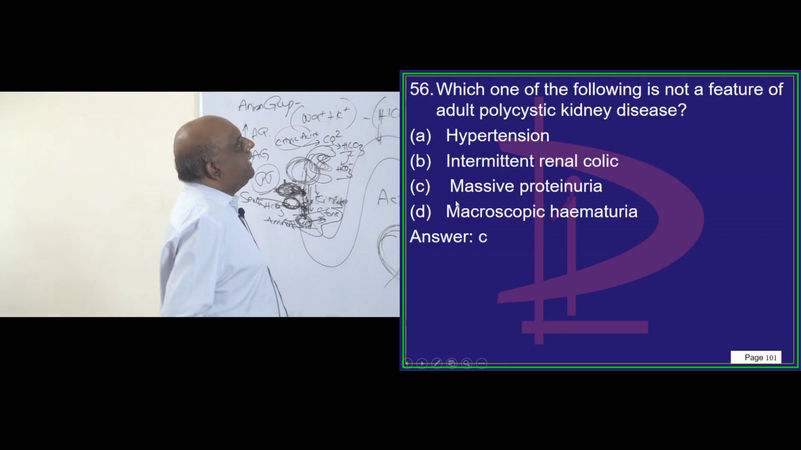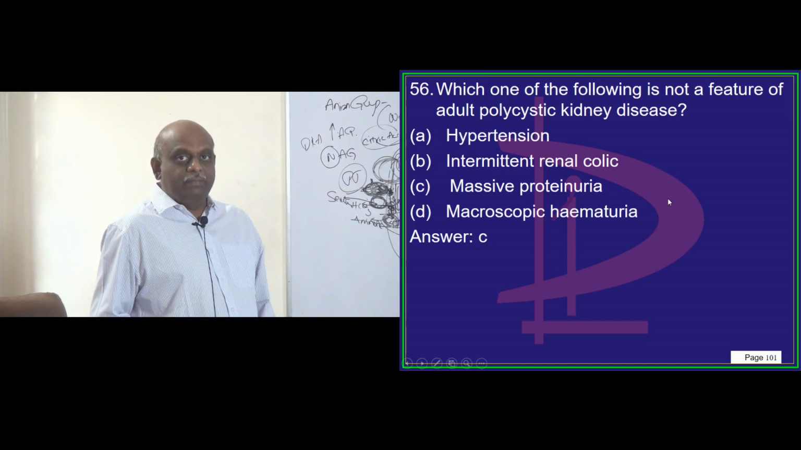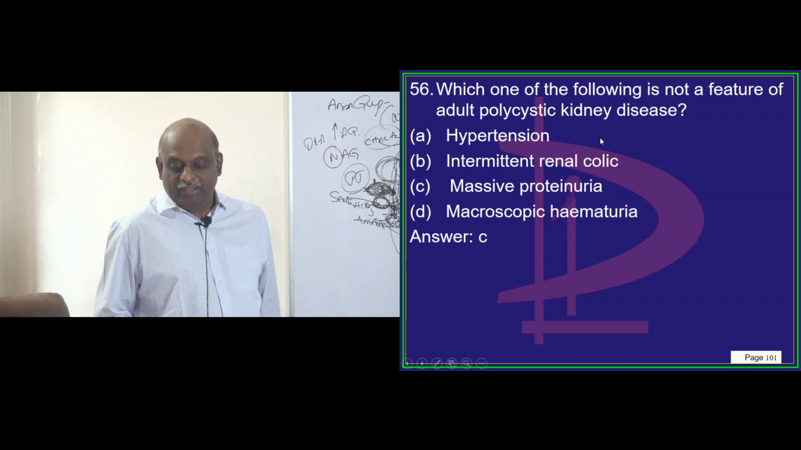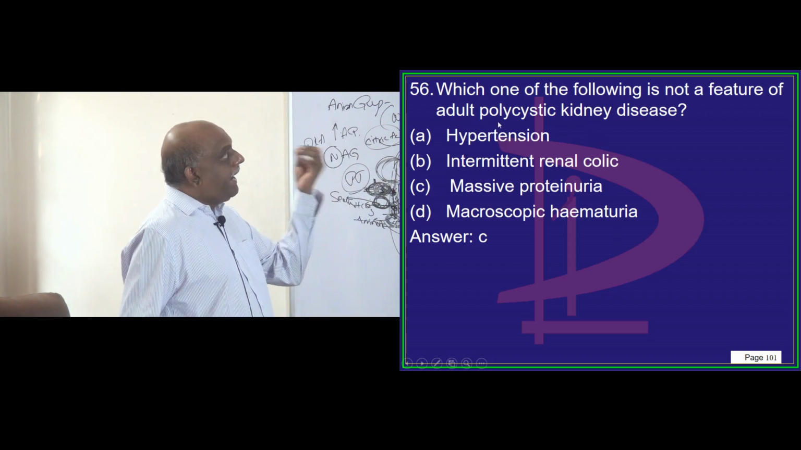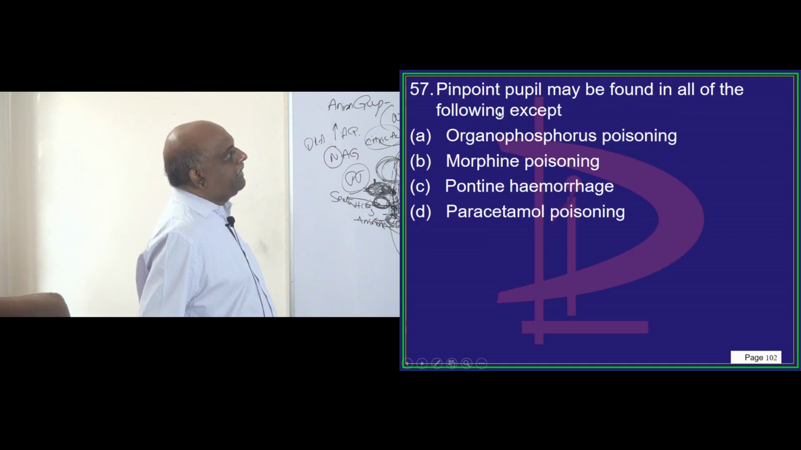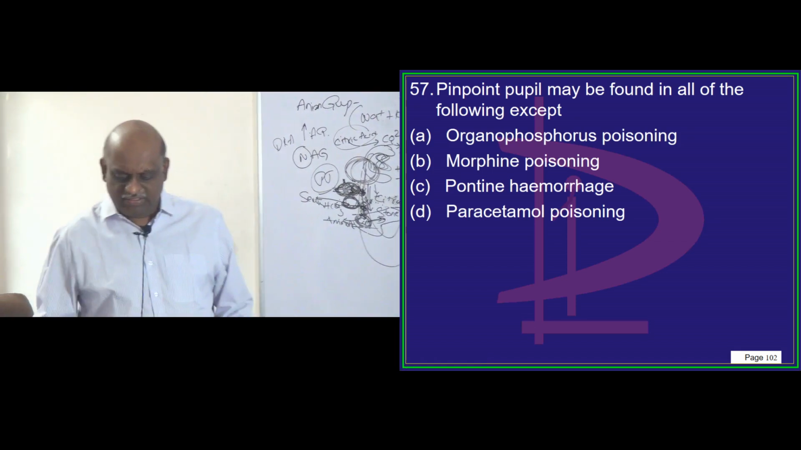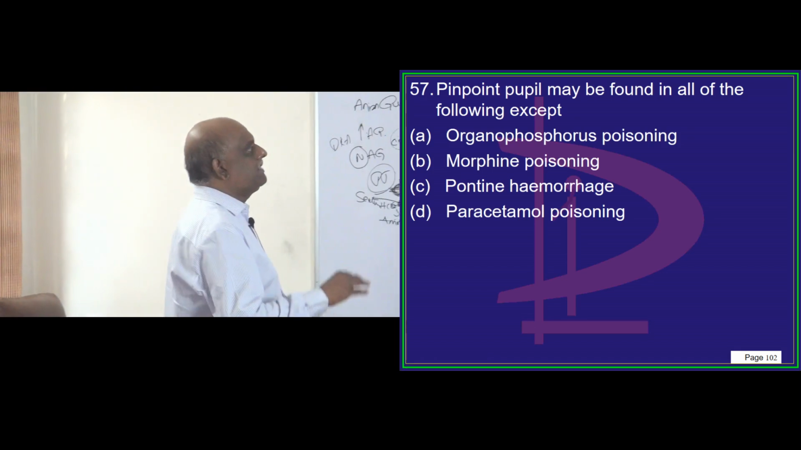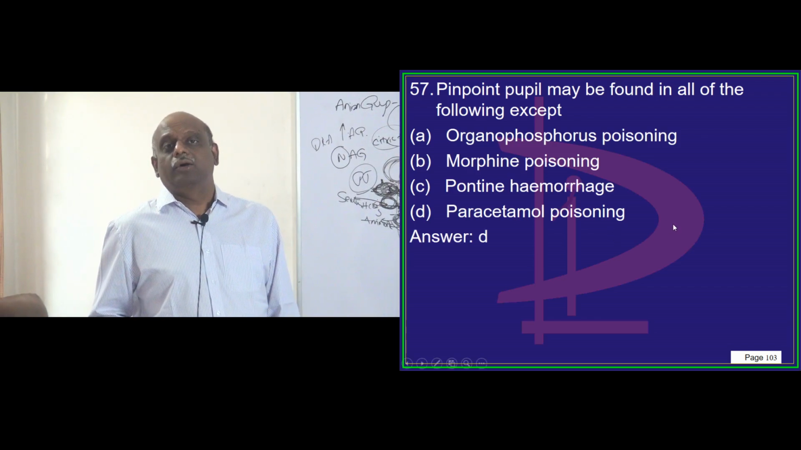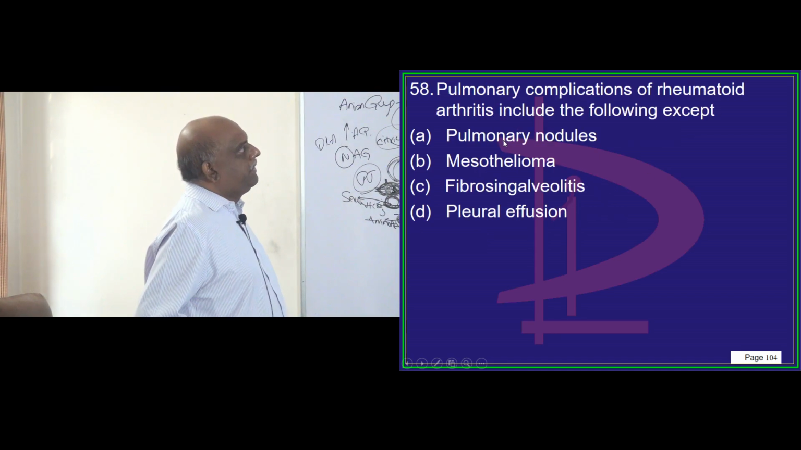Now, hypertension, intermittent renal colic, macroscopic hematuria, ये सब आपको adult polycystic kidney disease में दिखाई देगा, not massive proteinuria. Pinpoint pupils, what are the P's that you will basically remember? Pontine hemorrhage, morphine poisoning, OP poisoning. Pinpoint pupils is what you should remember.